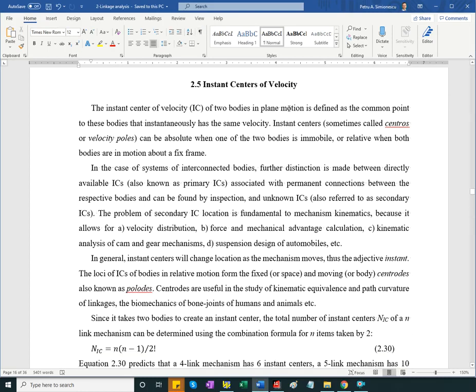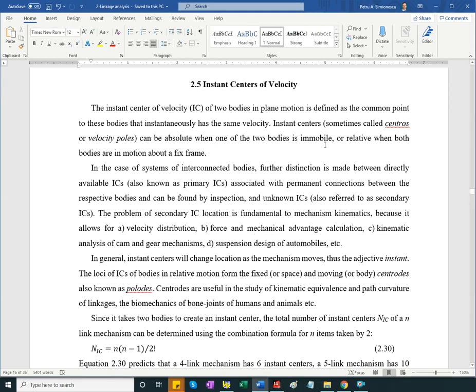The notion of instant center of velocity is not new to you. I know you have seen it in dynamics. There you looked at the particular case of the instant center between a moving body and a stationary body in 2 dimensions, and these are 2-dimensional concepts. For 3-dimensional motion, it's a bit more involved. It's called the instantaneous screw axis.